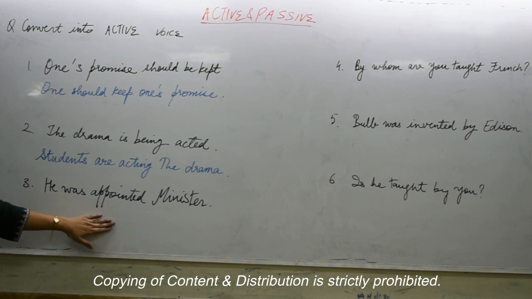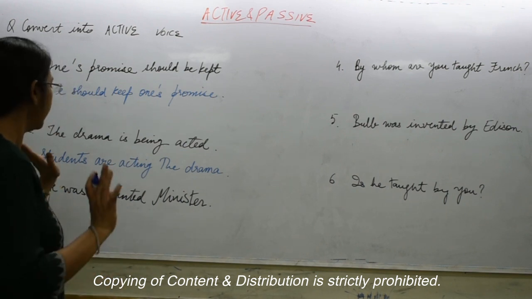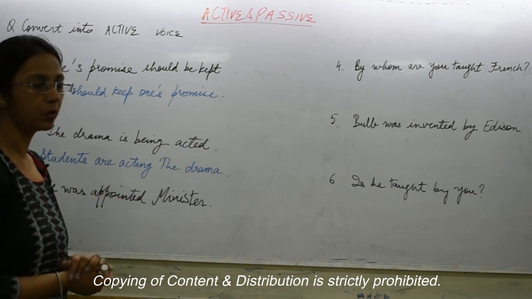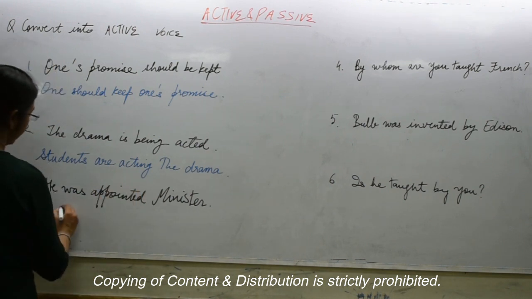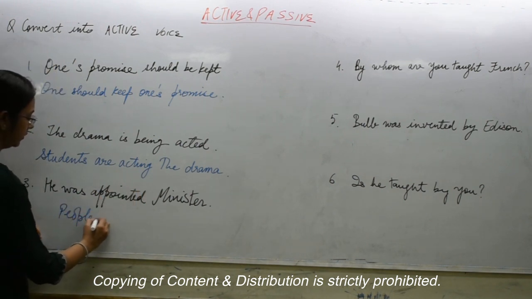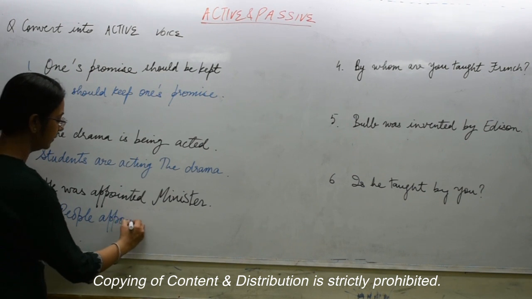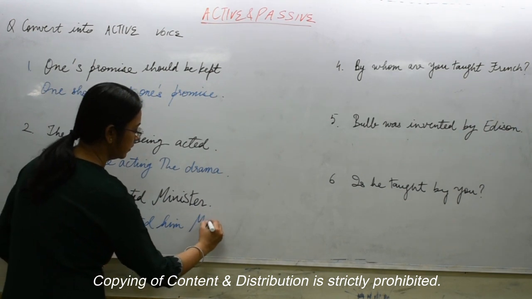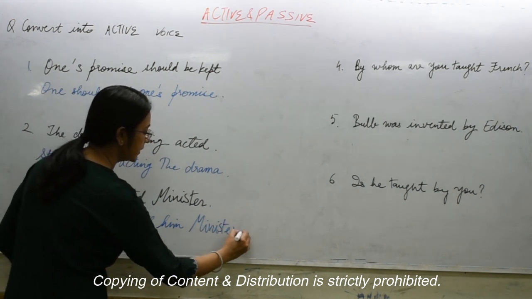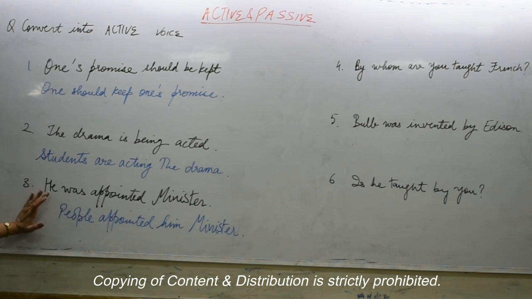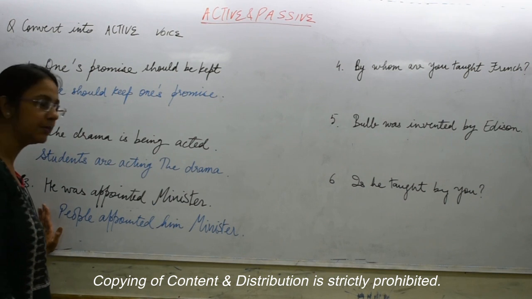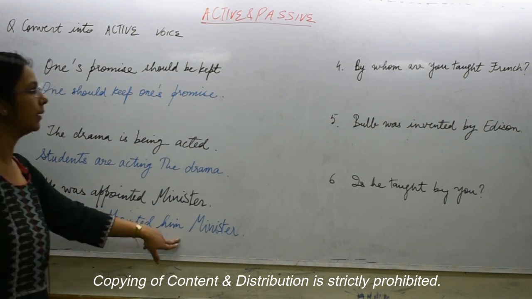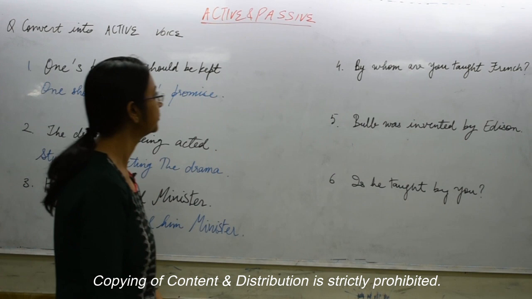He was appointed minister. So over here, again, by whom? We don't know. So we'll say people appointed him minister. We'll supply our own thing. So people appointed him minister. Of course, minister is elected by the people. So people appointed him minister.